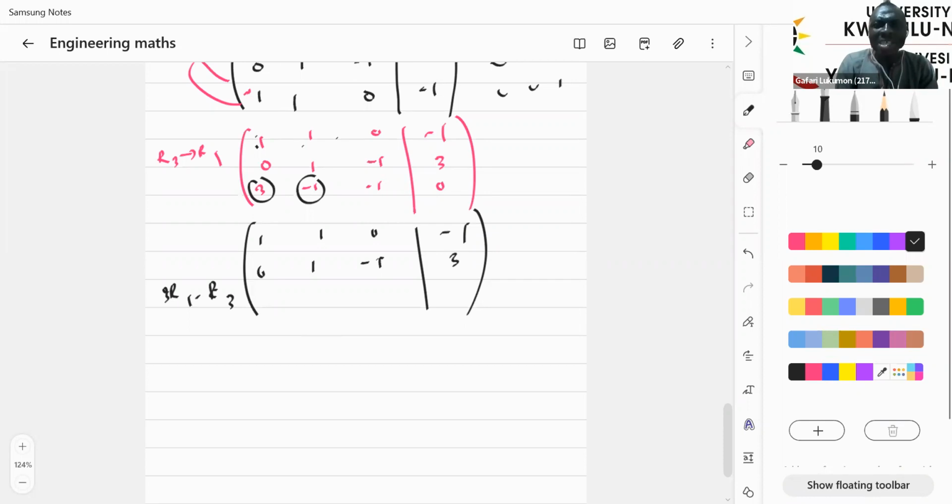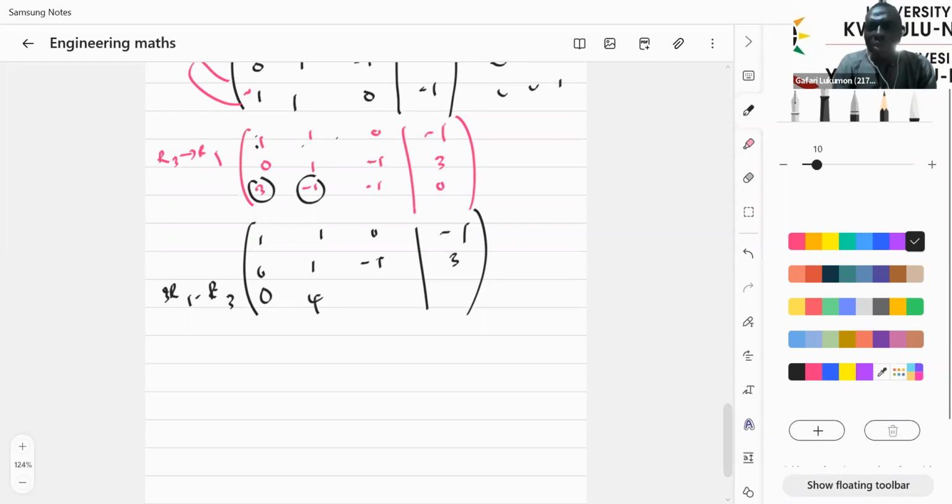That will now be 3 times 1. That is 3. 3 minus 3 will give me 0. Then you still move to the second element again. 3 times 1, that is 3. 3 minus 1. 3 minus 1, that is 3 plus 1. That will give you 4.